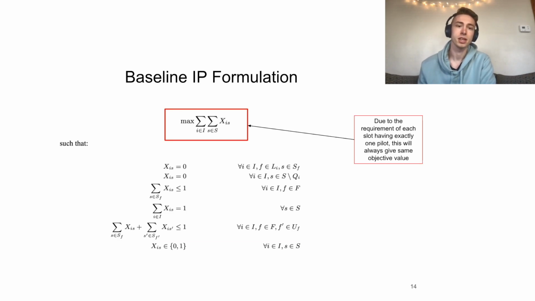It's worth noting that because of our requirement that each slot has exactly one pilot, our objective function will always have the same objective value for any given problem instance. So in a sense, it's a little bit of a dummy objective function. But this formulation will help us later when we talk a little bit about NICE.